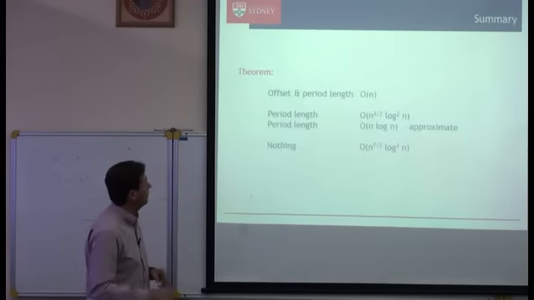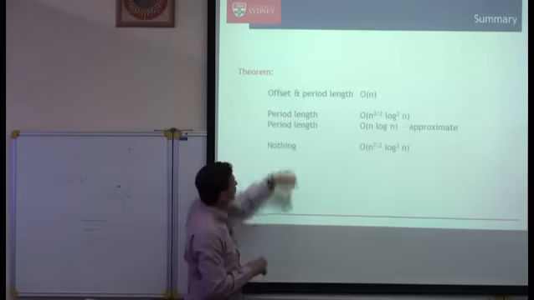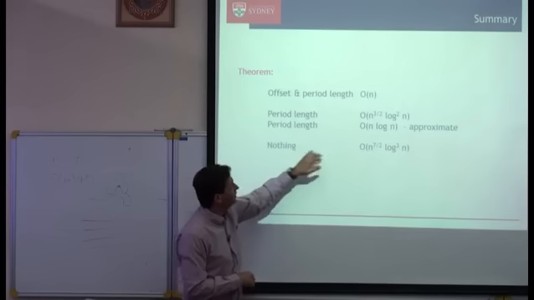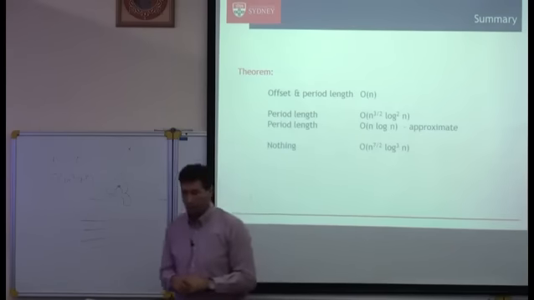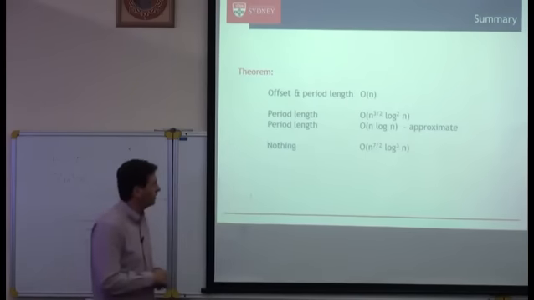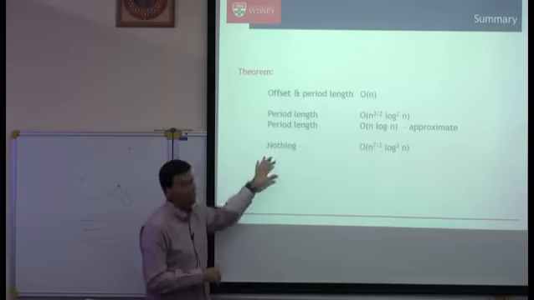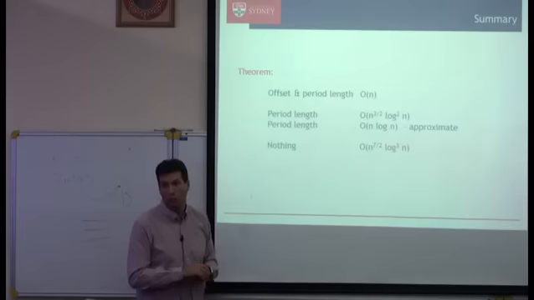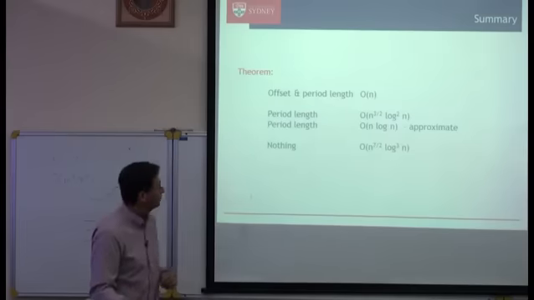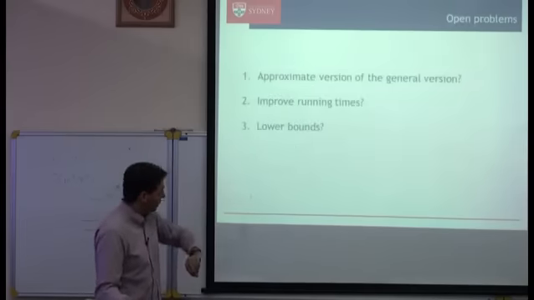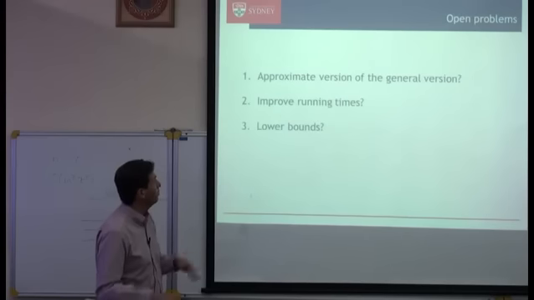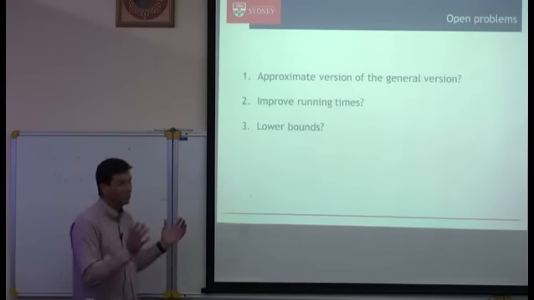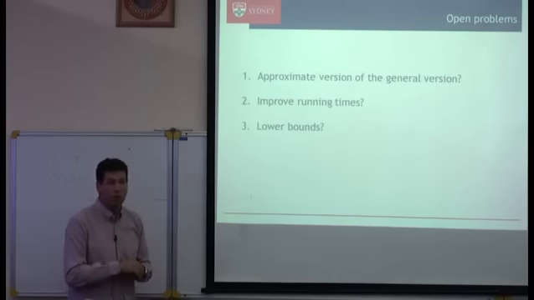If the offset and period length are fixed, then we can do it in linear time. If the period length is given, then we can do it in n to the 3/2. You can also find a fairly good approximation in n log n time. If nothing is known, it's just n to the 7/2, which I'm sure must be possible to improve. And the open problem is, of course, to approximate, improve the running times of all of them, or are there any lower bounds for any of these?